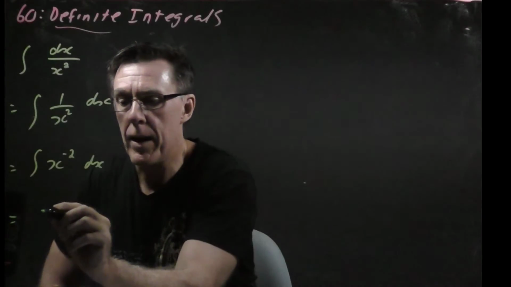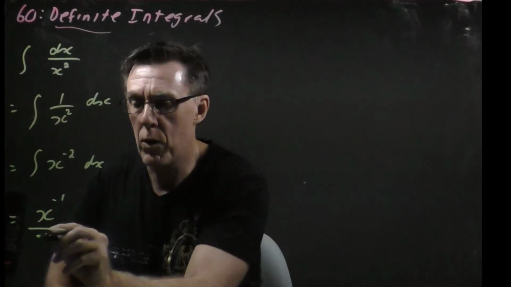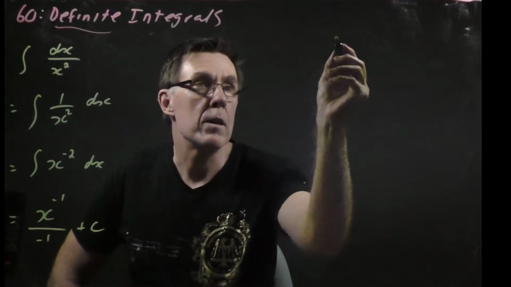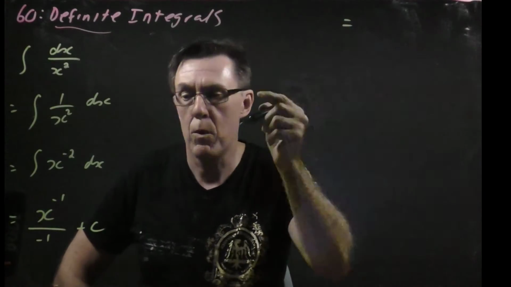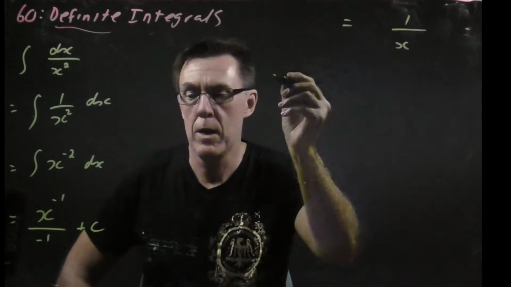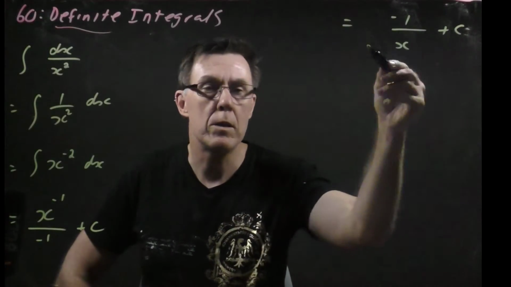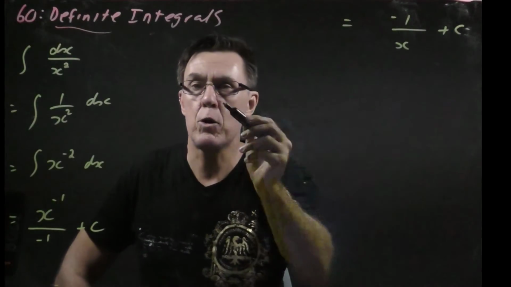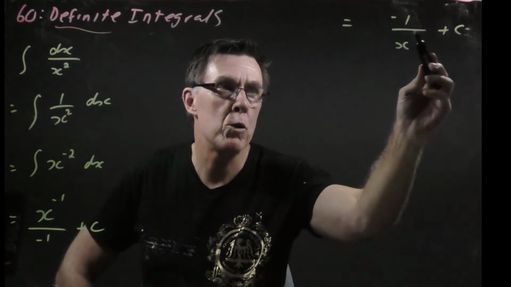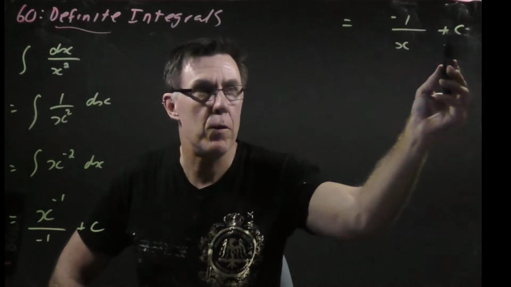So from there, x to negative 2, increase the index by 1 to become x to the negative 1. Divide through by the new index plus c. And so over here, that's going to give us, move that x to negative 1 to the bottom, becomes x to the positive 1, include the negative sign, voila. Here is the indefinite integral of 1 on x squared, because the derivative of this function will give me 1 on x squared. So there could be any one of an infinite number of values for that constant on the end.